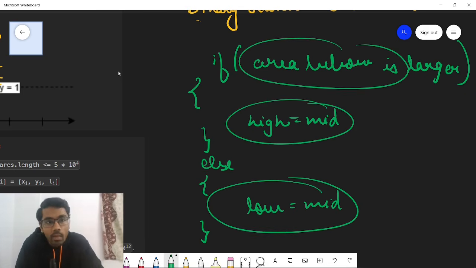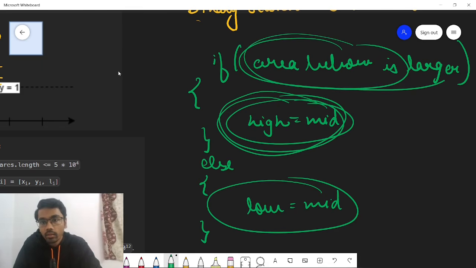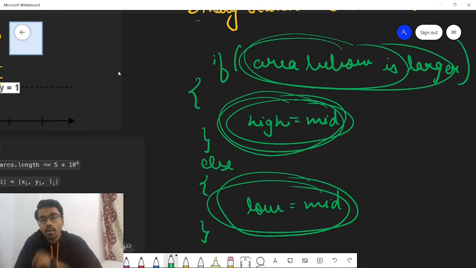So obviously in the binary search we just need to play with the low, mid and high pointers. So with these conditions, if the area above is larger, area below is larger, with this condition we can play with the mid pointers and we can get our answer. So this is how we'll be applying the binary search.